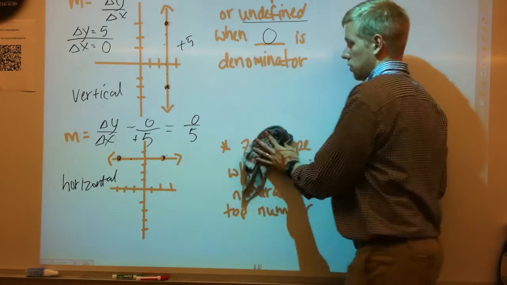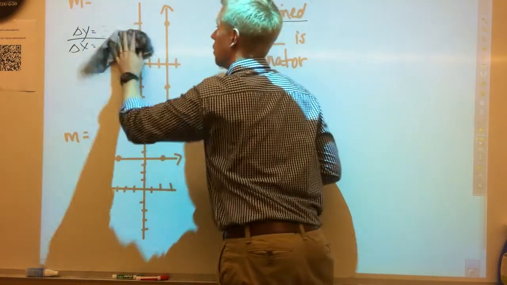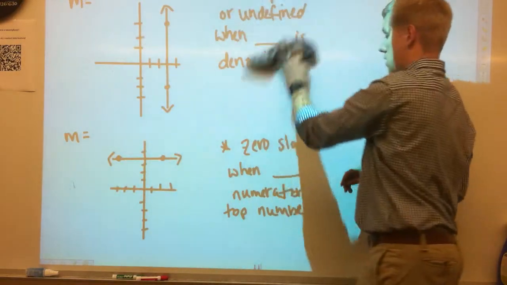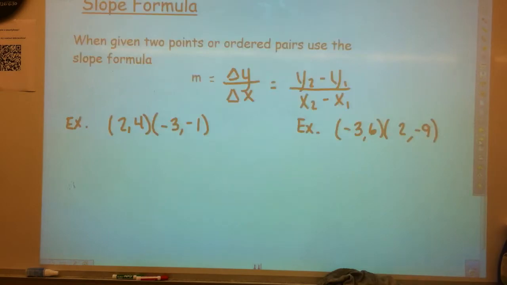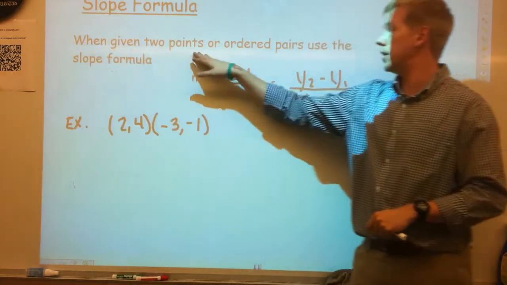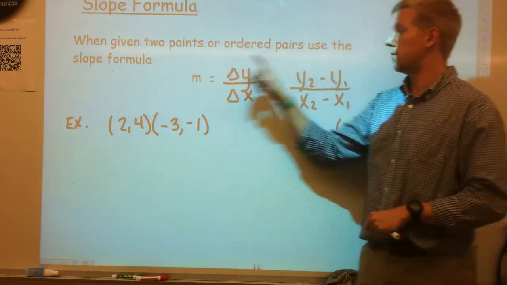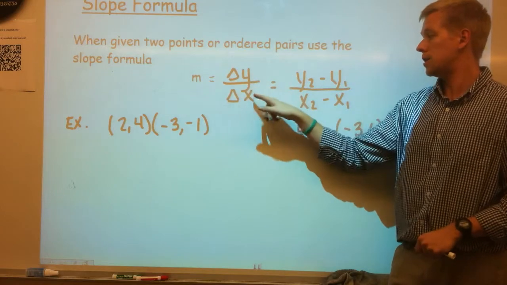Okay, so those are two important ones you need to know before moving on. And then we have one more that you need to make sure you get. We have the slope formula. When given 2 points or ordered pairs, use the slope formula. The slope formula, again, m is the change in y over the change in x.